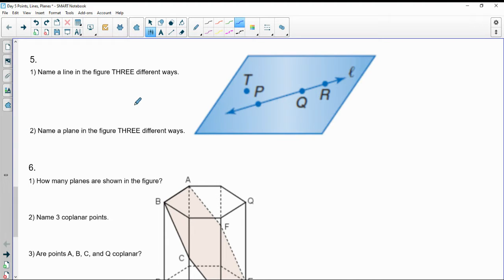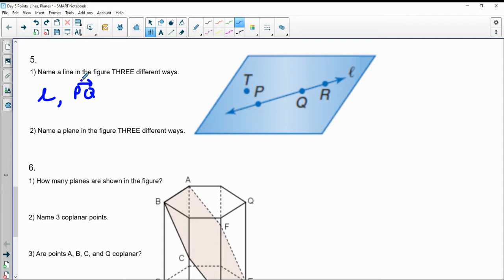Name a line in figure 3 different ways. So in this figure, we can name it with the L. The cursive L goes with the arrowhead. So you can just say L, and you don't have to say line L. And then you just need 2. Do not use 3. 3 is for a plane. So only 2 letters, and we cannot use T because T is not on that line. So you can use PQ.